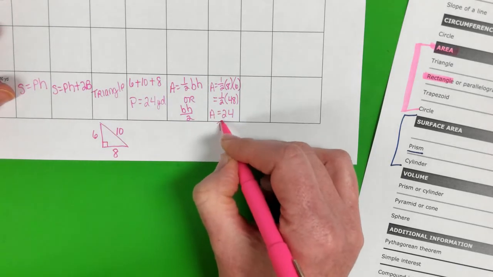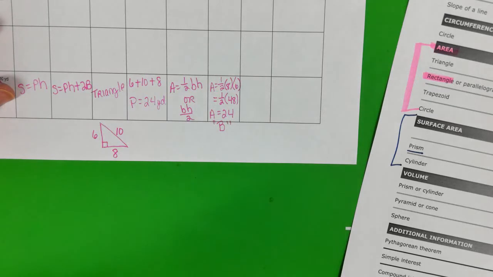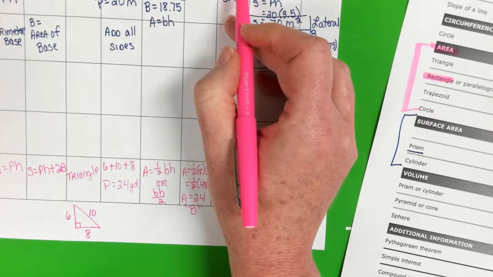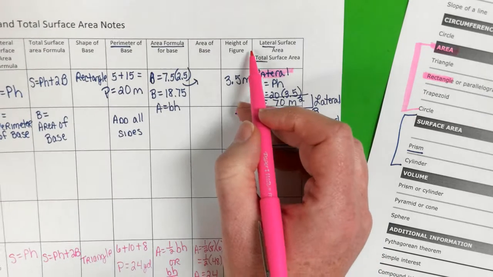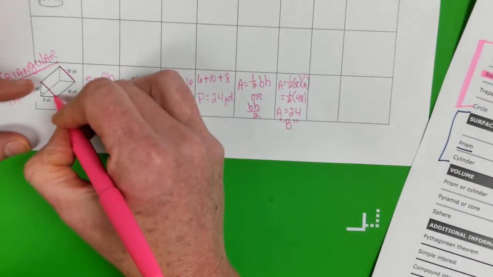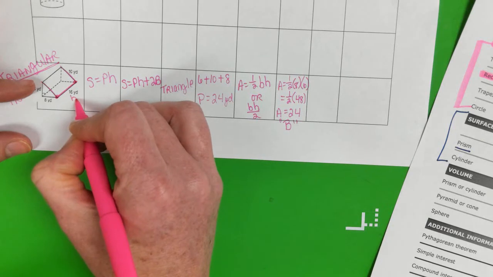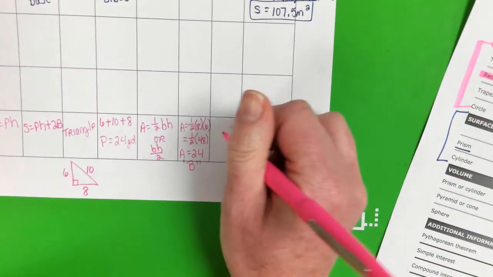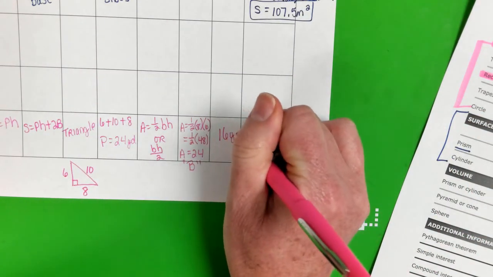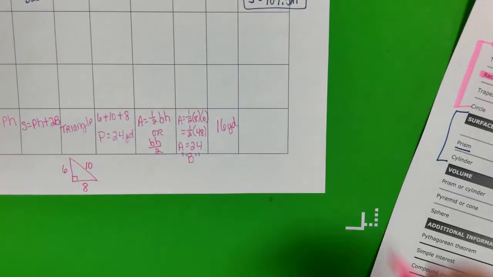And remember, this is our capital B in our formula. And then the height of our figure, remember the height of the figure has to go from base to base, one triangle to the next. So the height is 16. So I'm going to put 16 right here. Okay, so now we're ready to do our formulas.